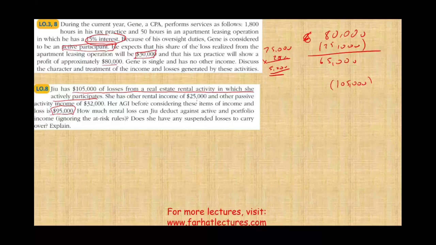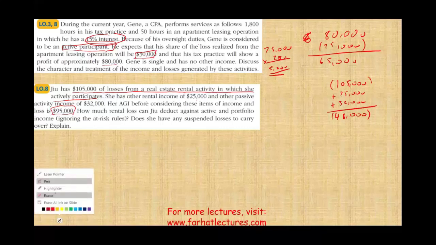Okay, so let's start with losses. So $105,000 from the real estate rental activity. She has other rental income of $25,000. Now this is going to reduce the losses by $25,000. And other passive activity income of $32,000. Well, that's also going to reduce the losses. So overall, we are left with $48,000 of losses. What can you do with these losses?